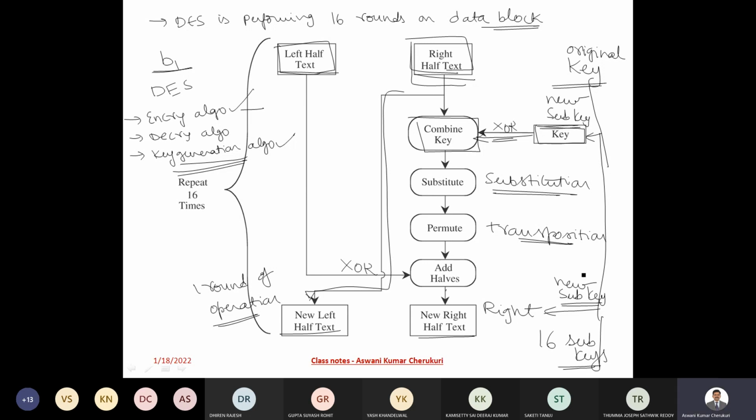So I repeat again, you have an original plain text and original key. The plain text P is divided into blocks B1, B2, say 3 blocks, B3. Now the key is the same for each block, but when it is processing B1, it generates 16 subkeys. Similarly, the same key is given to B2, it generates 16 subkeys. The same key is given to B3, it generates 16 subkeys. Is this clear?